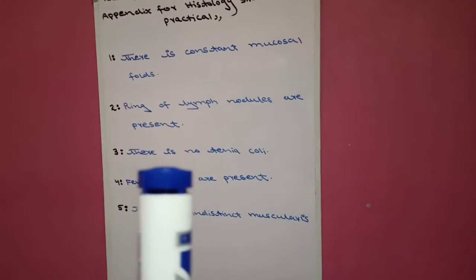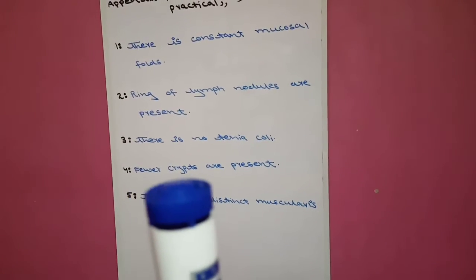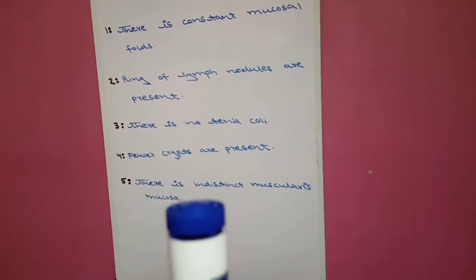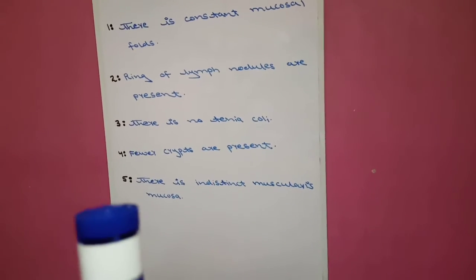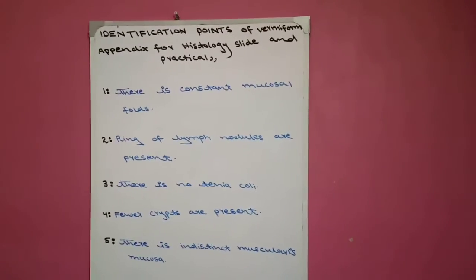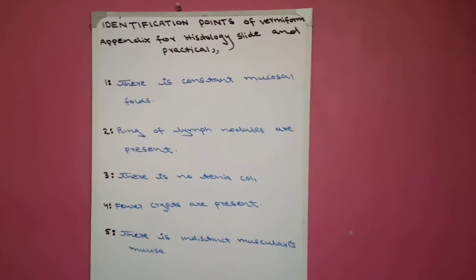Number 3, there is no tinea coli. Number 4, fewer crypts are present. Number 5, there is indistinct muscularis mucosa. These are the 5 identification points of vermiform appendix for histology slide and practical.